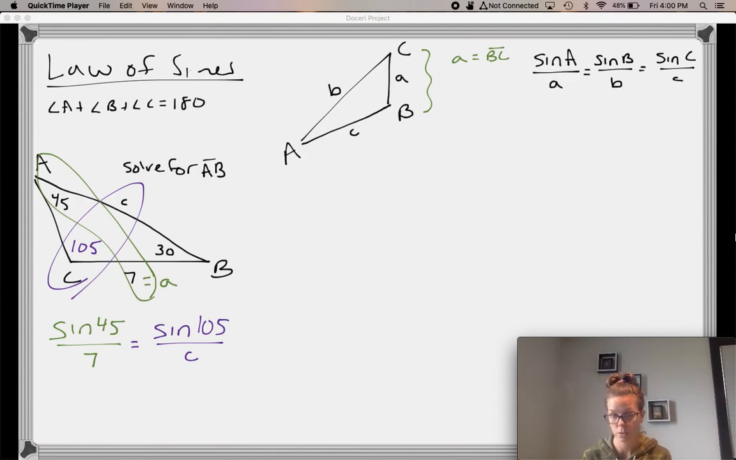My screen froze. See if it catches up. Oh, no, it just disconnected.